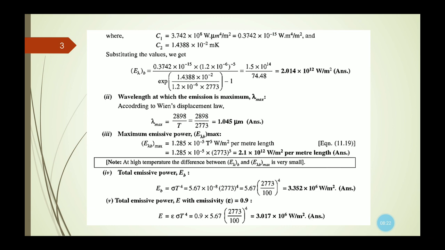Lastly, we need to calculate the total emissive power E when the value of emissivity is given as 0.9. In that case the formula for total emissive power will be epsilon multiplied by sigma T to the power 4. The value of sigma T to the power 4 is already calculated, so we need to multiply it by epsilon, that is 0.9. Ultimately we get the total emissive power as 3.017 into 10 to the power 6 watt per meter square.